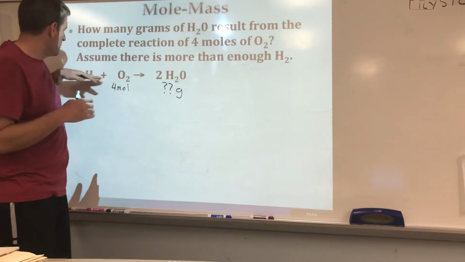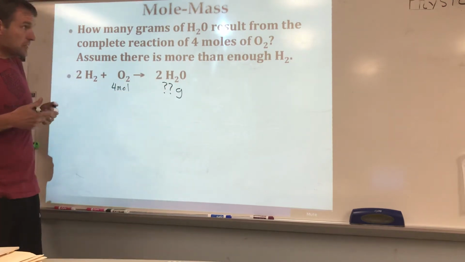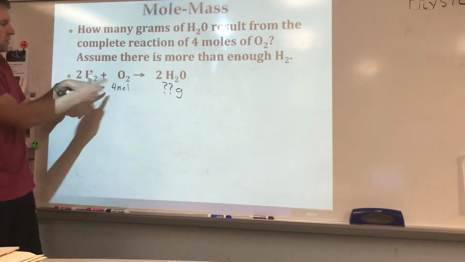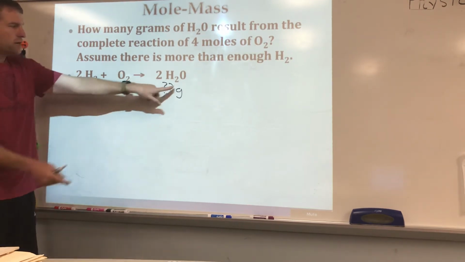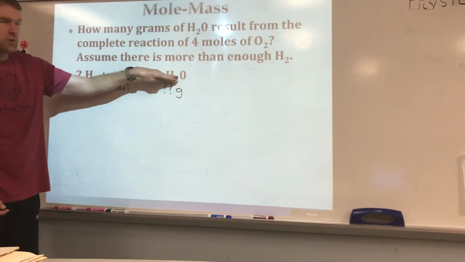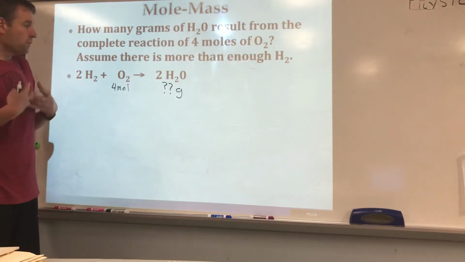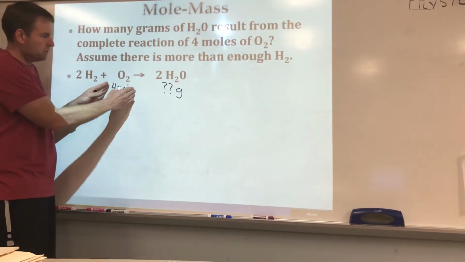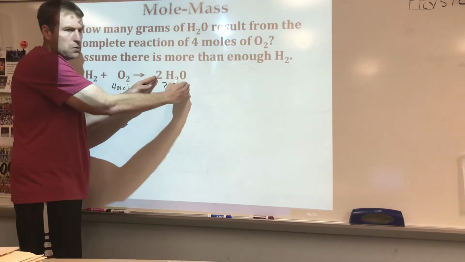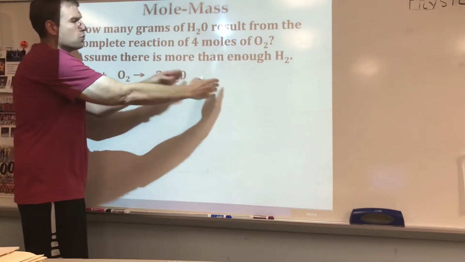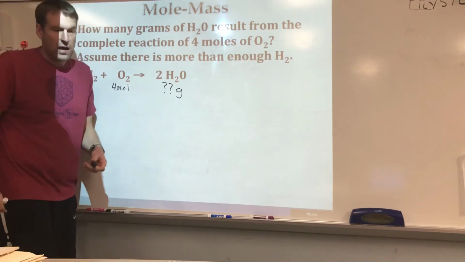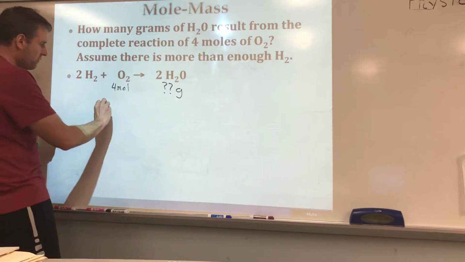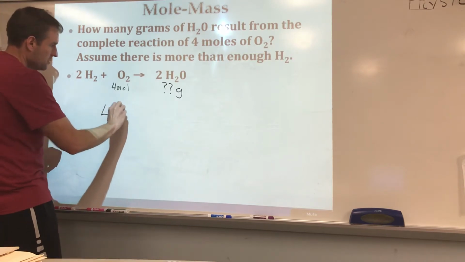We're still going to be using the balanced equation. But again, when you start this problem, what am I given in the problem? Okay, it's 4 moles of O2. And what am I trying to find? Well, it's grams of H2O. So to do this problem, we're going to go from moles of O2 to moles of H2O. And then once we have moles of H2O, we can go to grams of H2O. So the first step would be writing down what I have, 4 moles of O2.